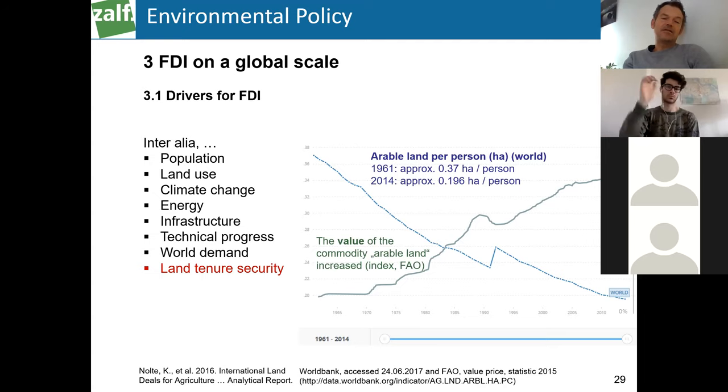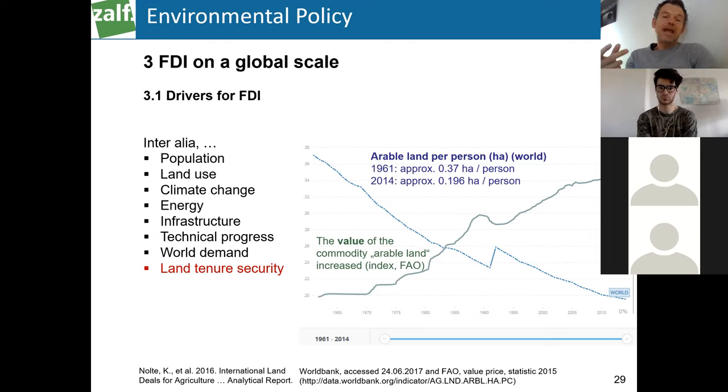And land tenure security is one big driver. This is also reported in the Land Metrics report. Please have a look at this. It is reported that where the land tenure system is weak, this is a major driver for investors to go into these kinds of countries and to misuse or exploit these weak points or weak systems in order to have investments settled. That's evident. There is a sort of evidence on this.